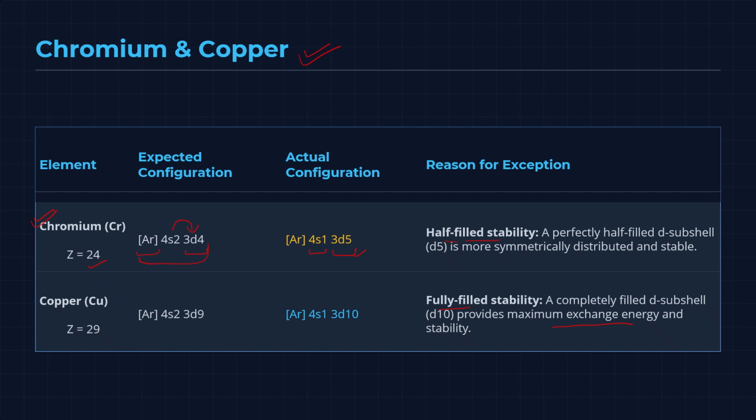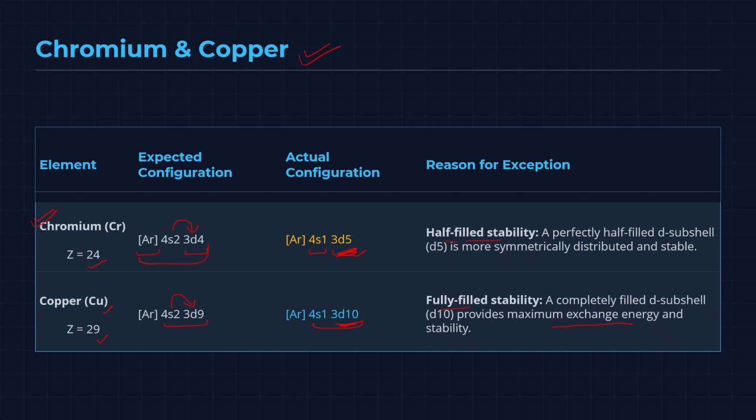So in the case of copper, as you see here, the atomic number is 29. The outermost configuration will be 4s2 3d9. One electron from this orbital jumps to this and it becomes 4s1 3d10, which is the actual configuration. Now here, this 3d10 shows a fully filled configuration. In the case of chromium, 3d5 shows a half-filled configuration. So in both cases, there is a half-filled or fully filled configuration, and we know that half-filled and fully filled configurations are more stable. So chromium and copper acquire half-filled and fully filled configurations in order to attain stability.